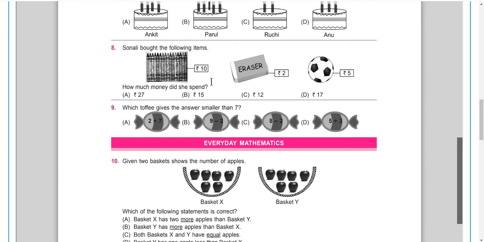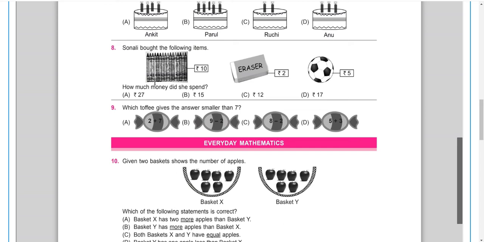No, I don't understand the question. They are telling that Sonali, she's a girl, bought colors, a rubber eraser, and a football. She bought three things. She paid 10 rupees for colors, 2 rupees for the eraser, and 5 rupees for the football. So how much money did she spend? How much total money did she spend buying these three items?